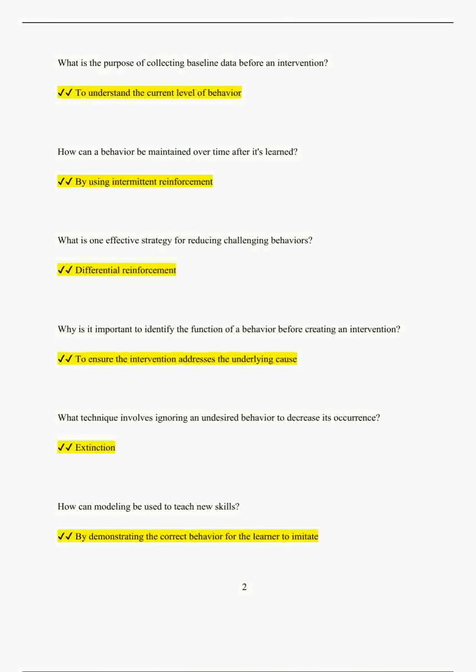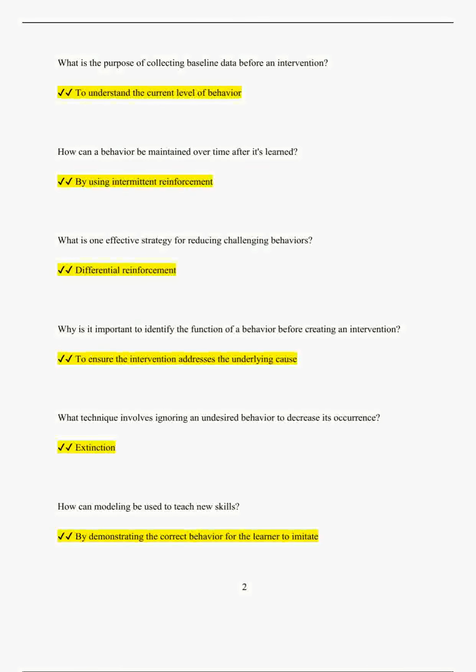How can a behavior be maintained over time after it's learned? By using intermittent reinforcement. What is one effective strategy for reducing challenging behaviors? Differential reinforcement. Why is it important to identify the function of a behavior before creating an intervention? To ensure the intervention addresses the underlying cause.